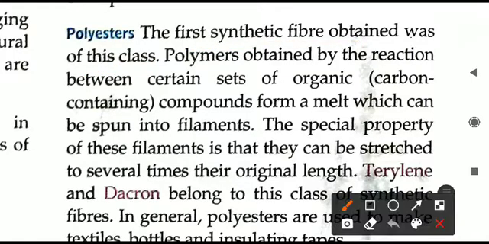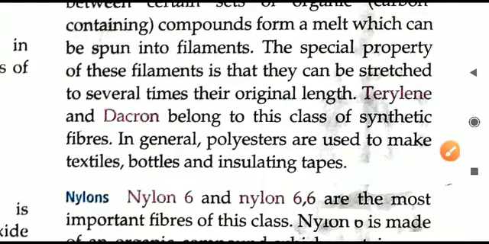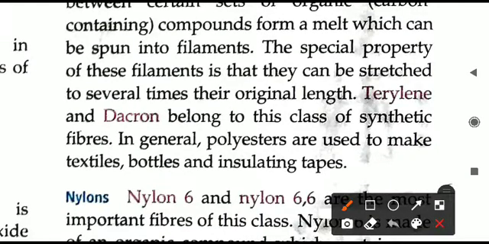So polymers, which are obtained by the reaction of organic compounds, that is carbon containing compounds, will form a melt, that is a viscous liquid only, and that melt can be spun into filaments. So this is actually how polyester is obtained. Some examples of the categories or types of polyester are given here: terylene and Dacron. They actually belong to the category of polyesters only.